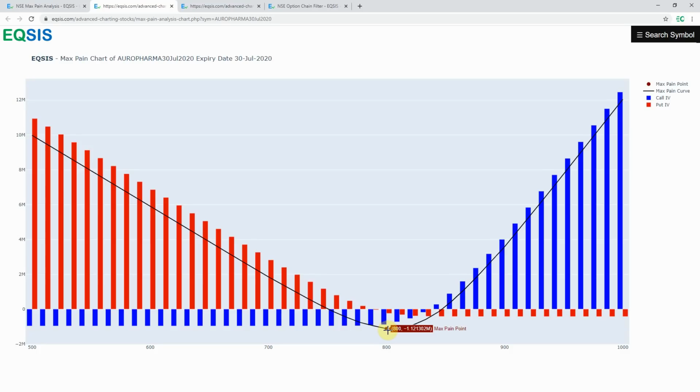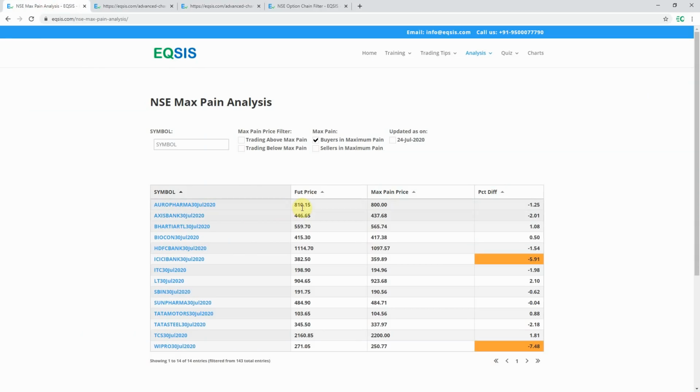Now as far as Auro Pharma is concerned, remember the Auro Pharma price is now 810, but the max pain point sits at 800. So Auro Pharma is expected to expire around 800. This is what this particular table tells you. Very simple. If you are someone who's slightly new to it, what really matters to you is where the market is really heading. So we assume that max pain is the level that works as a magnet.